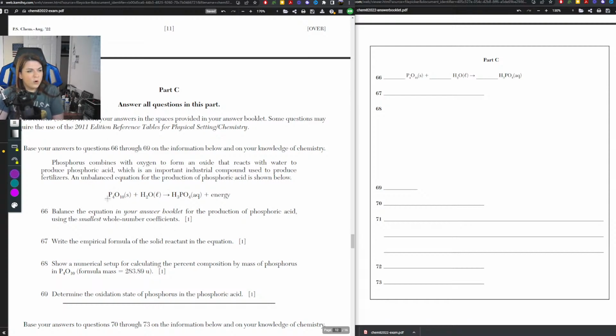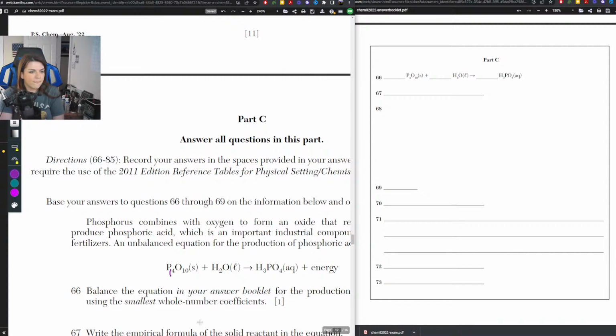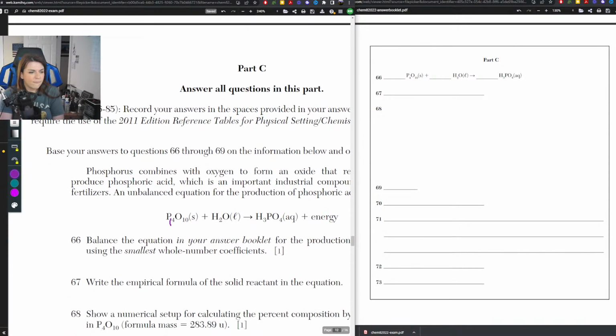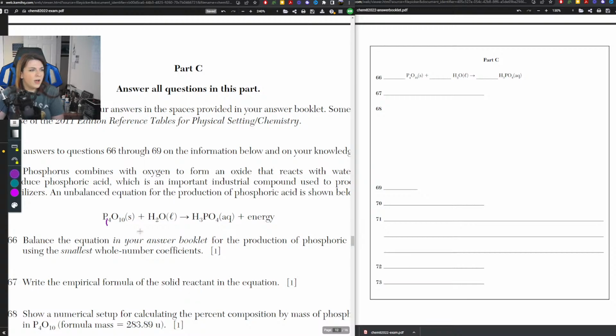I have 4 phosphoruses over on this side. Let's zoom in a bit here. I have 4 phosphoruses on the product side, so I'm going to put 4 on the reactant side right there. That gives me 4 times 4 is 16 oxygens in total. But my oxygens on this reactant side are split, so I don't really want to fuss with them right now.